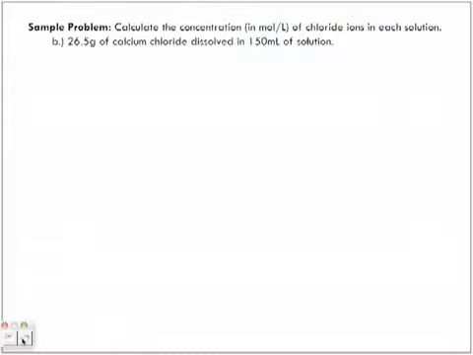So let's look at the next sample problem. The next problem, same thing. We're calculating the concentration of the chloride ions in each solution. We have 26.5 grams of calcium chloride dissolved in 150 milliliters of solution. So again, let's make an adjustment to this one. Instead of 150 milliliters, 150.0 milliliters. So first thing, you want to start off with your equation.